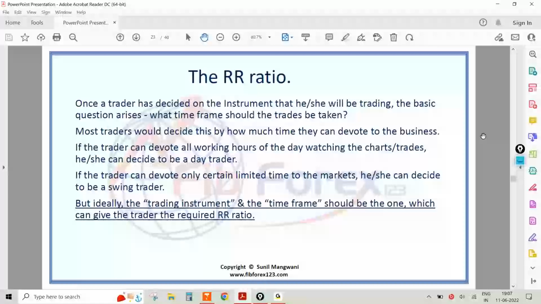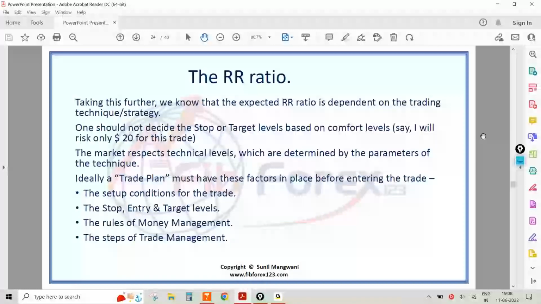Right, so we decide based on this, but what we should be deciding is that the instrument that I trade and the time frame that I should be trading on should give me the required risk to reward ratio. Only then it's worth trading that particular instrument and that particular time frame. Let's get into specific examples of this.